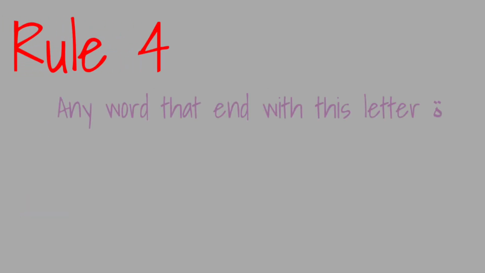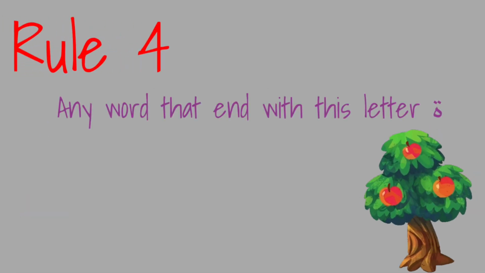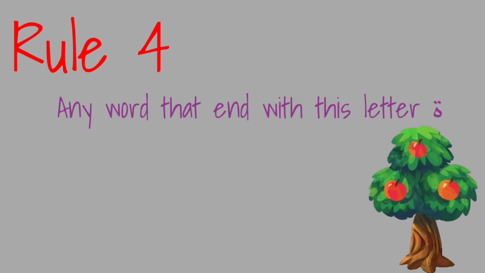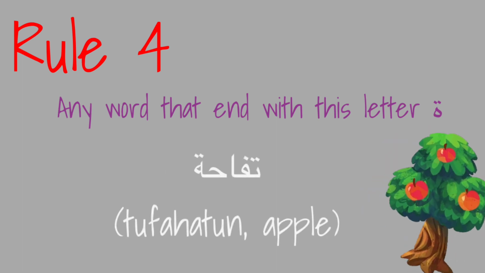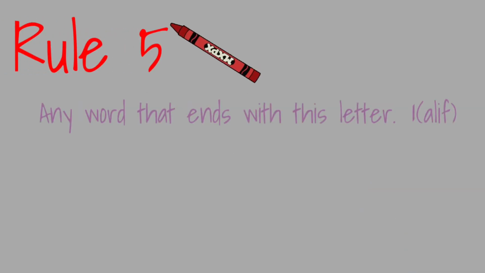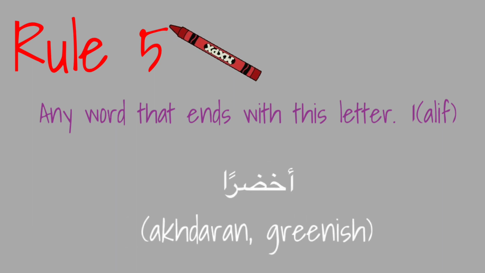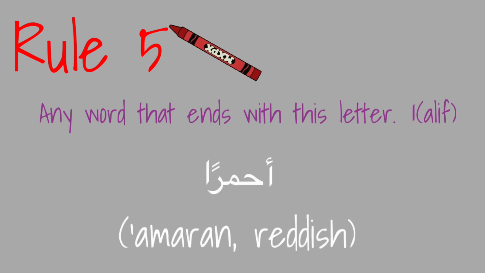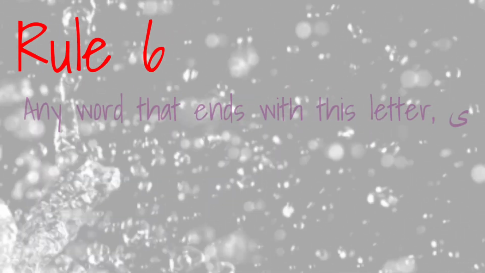Rule 4. Any word that ends with a تاء مربوطة, like تفاحة, is a straight feminine noun. Rule 5. Any word that ends with a mad alif, أخضرا, أحمرا, is again a feminine noun. Rule 6 and the last rule.